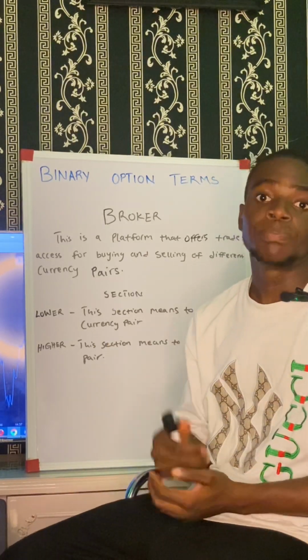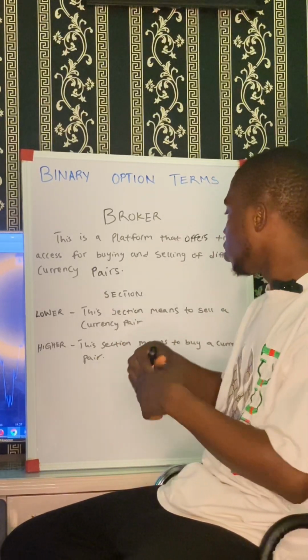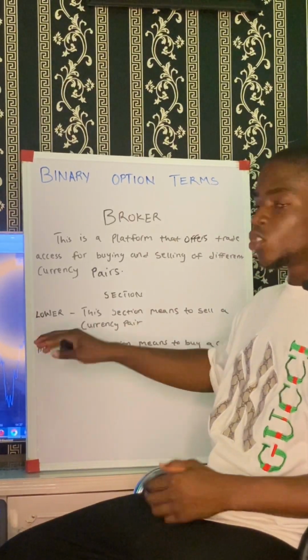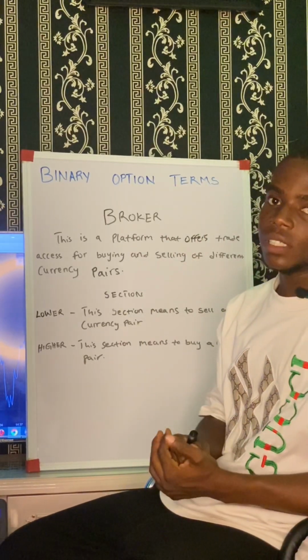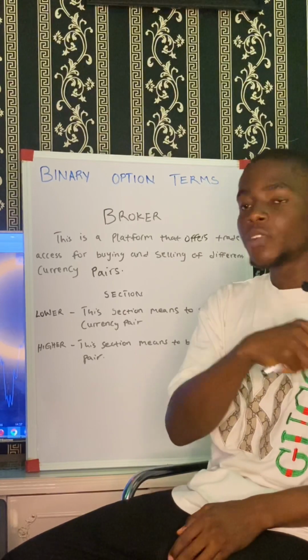There's a section in the Pocket Option broker called Higher and Lower. Whenever you hear the word higher, note that you are buying that currency pair. Whenever you hear the word lower, note that you are selling that currency pair. Let me take an illustration, guys.